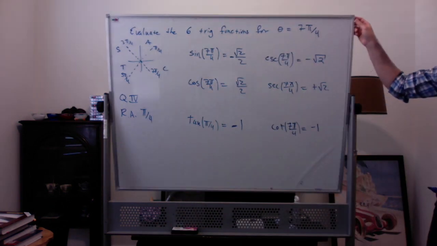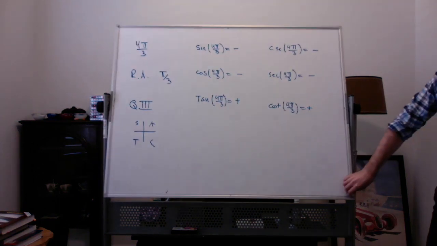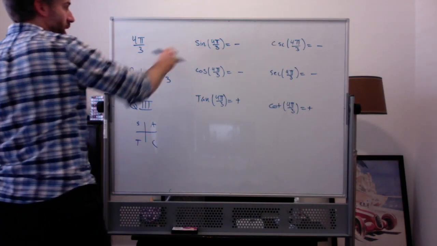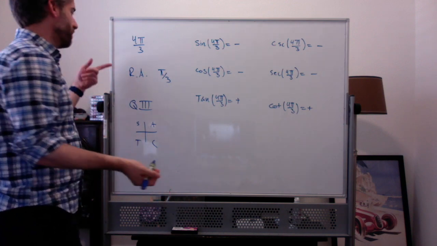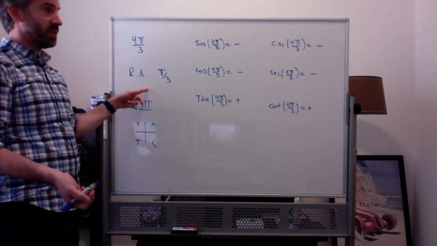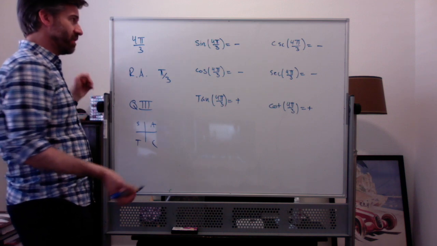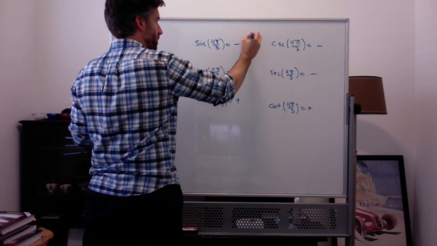So hopefully you've all given that a try. And now we can go ahead and figure out what the answers are. So sine of 4 pi over 3. Well, I know that sine of pi over 3 is a reference angle. Sine of pi over 3 is root 3 over 2. 4 pi over 3 is in quadrant 3, so sine of 4 pi over 3 should be negative root 3 over 2.